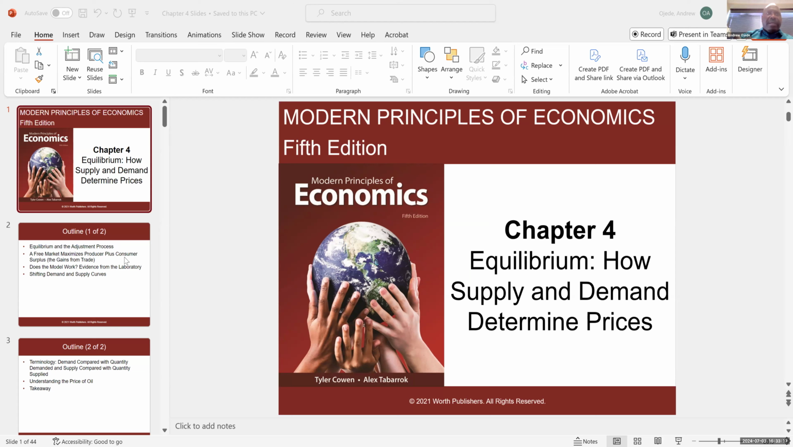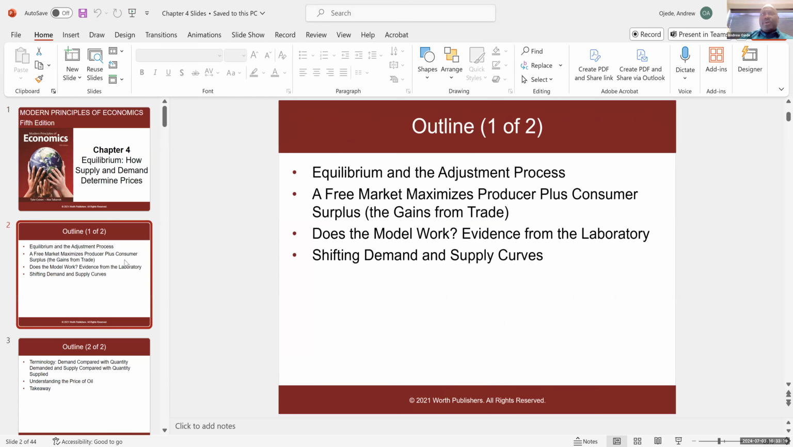So here's going to be the outline of this chapter. We're going to talk about equilibrium and the adjustment process. And I'm going to talk about a free market, how a free market maximizes producer plus consumer surplus, or what we call the gains from trade. When markets are in equilibrium, that's when you get the most gain of consumer surplus and producer surplus. When markets are not in equilibrium, there's always going to be what we call some wasted resources or deadweight costs of resources.